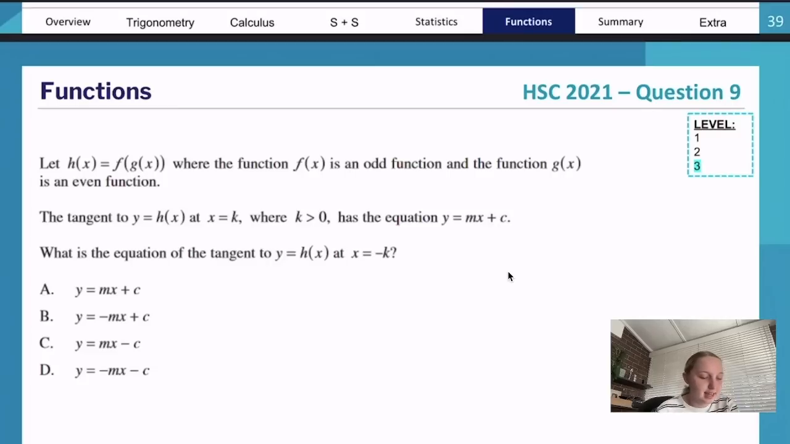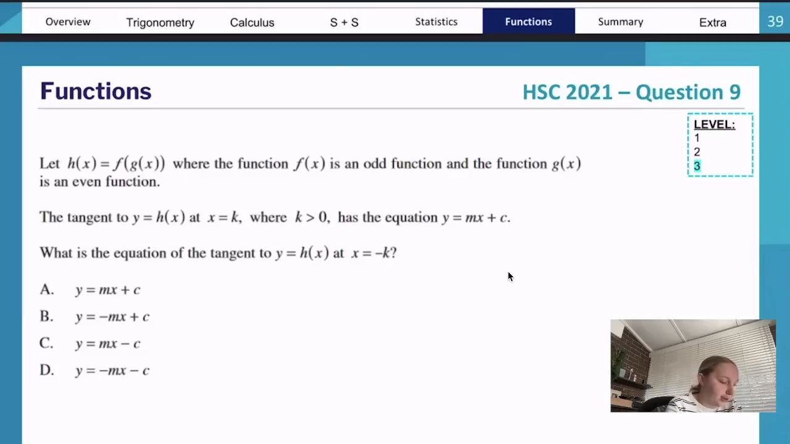So we've got, let h of x equal f of g of x, where the function f of x is an odd function and the function g of x is an even function. The tangent to y equals h of x at x equals k, where k is greater than 0, has the equation y equals mx plus c. What is the equation of the tangent to y equals h of x at x equals negative k? Now this is quite hard because it's just a whole bunch of letters. They've not given you a single numerical value.